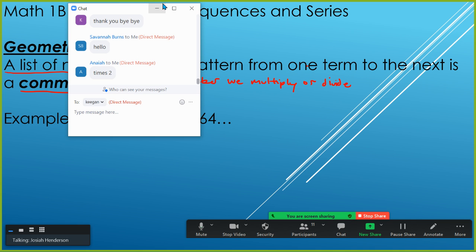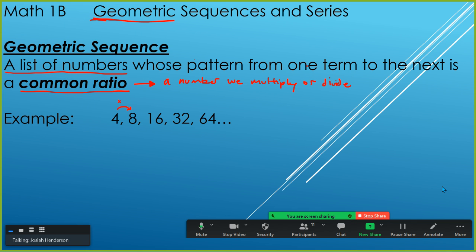Yeah. Anaya says times 2. Awesome, Anaya. I think you're right. Let's double check with all of the ones they gave us. So 4 times 2 gives us 8. 8 times 2. Remember, for it to be a rule, it has to work for every single number in the sequence. And so far, this is working. 8 times 2 is 16. 16 times 2 is 32. And double check the last one, either by hand or in your calculator. 32 times 2, does that give me 64? It does.